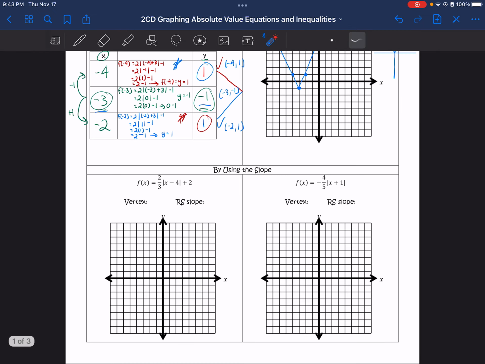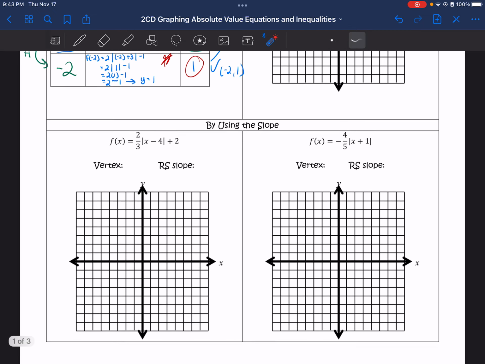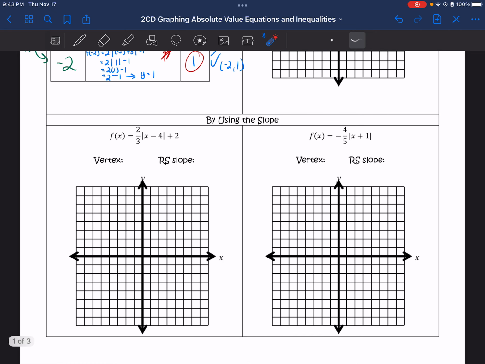So now we're going to be talking about the second method of graphing an absolute value. This method is very niche to the absolute value. You will only be able to use this during the absolute value. So when you have an absolute value problem, you can use this as kind of a check. Or if we tell you that you can use any method, you will be able to use this method as well.